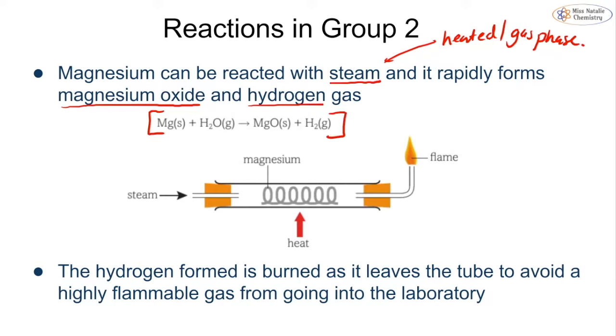And what happens is the hydrogen gas is burned at the end of the tube, and that's just to avoid that highly flammable gas from going into the lab. You may also carry this out in a fume cupboard, but we just make sure that any hydrogen that's being produced is always burned off to remove it, and we are left with our magnesium oxide product.